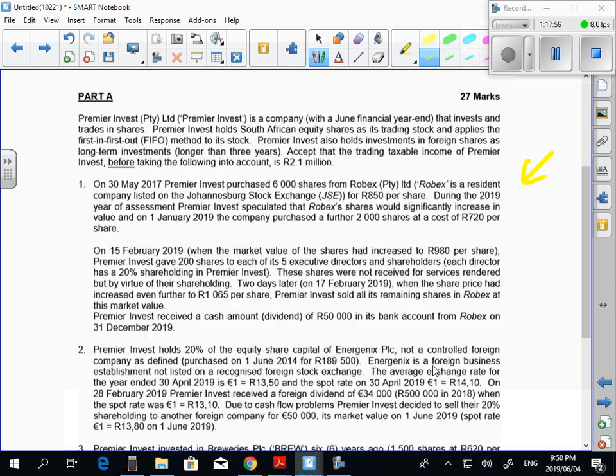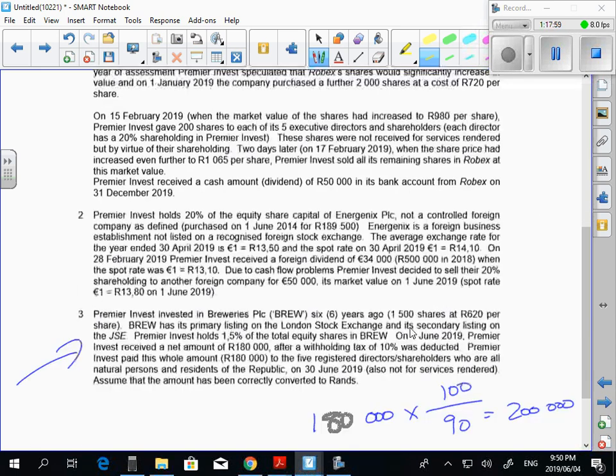Number 2, Premier holds 20% of the equity share capital of Energix, not a controlled foreign company, purchased in 1 June for 189.5. Energix is a foreign business establishment not listed on a recognized stock exchange. The average exchange rate for the year is equal to 13.50, and the spot rate on 30 April 2019 equals 14.10. So guys, for a company, what are they required to use to record stuff? Spot, eh? Okay. It says on 28 Feb, you received a foreign dividend of €34,000. So 34,000 euros, times by spot will go into your gross income.